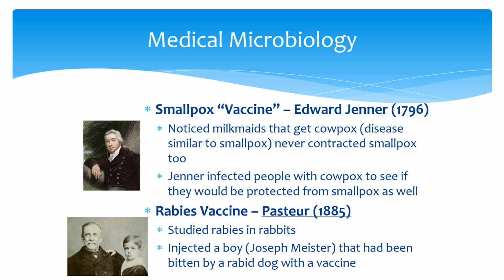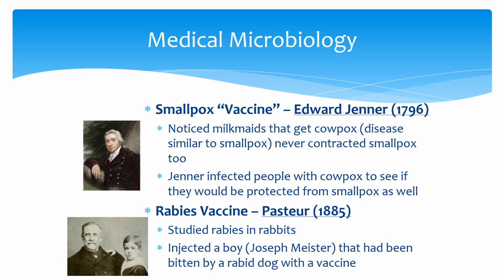Another individual who we know and love is Louis Pasteur. He also created a vaccine to something really important. So he studied rabies in rabbits. And at one point in time, he was approached by a father whose son had been bit by what was assumed to be a rabid dog. So a dog that was diseased with rabies. And at that time, that would have essentially been a death sentence for this child, who was a 9-year-old boy named Joseph Meister.